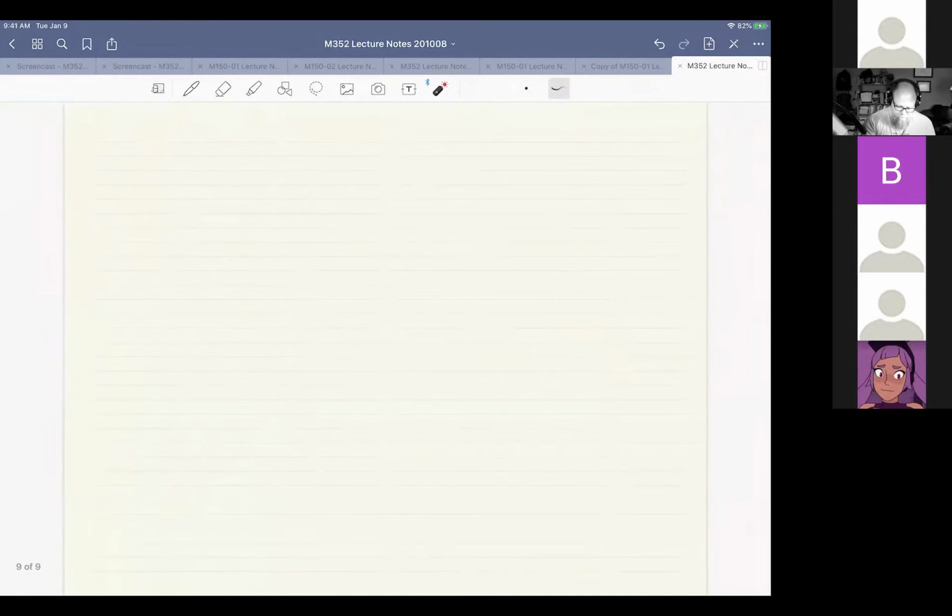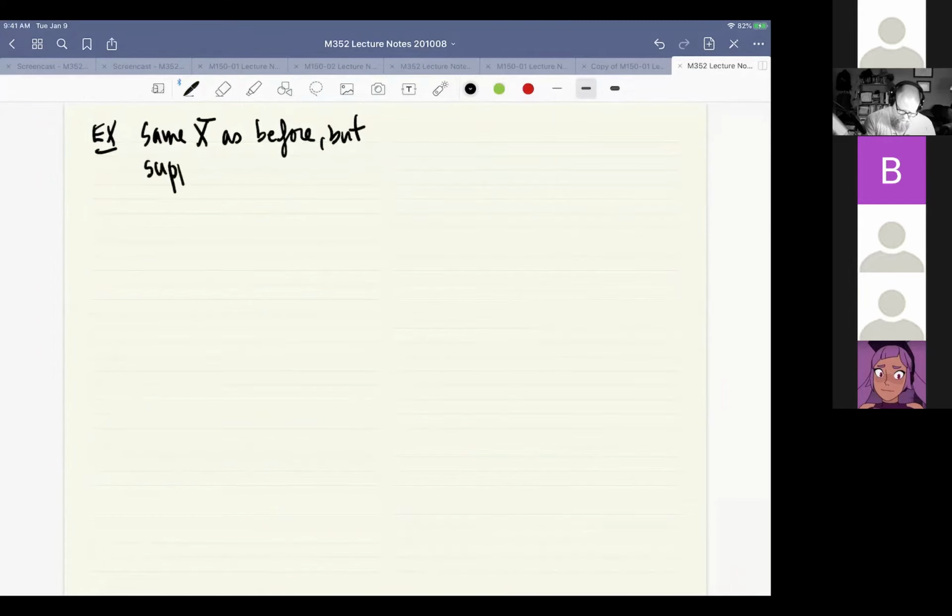Let's suppose it's the same random variable as before, flipping the coin. But let's suppose it's not a fair coin. Let's suppose p is biased slightly toward tails. So what would be a probability that's biased slightly towards tails?